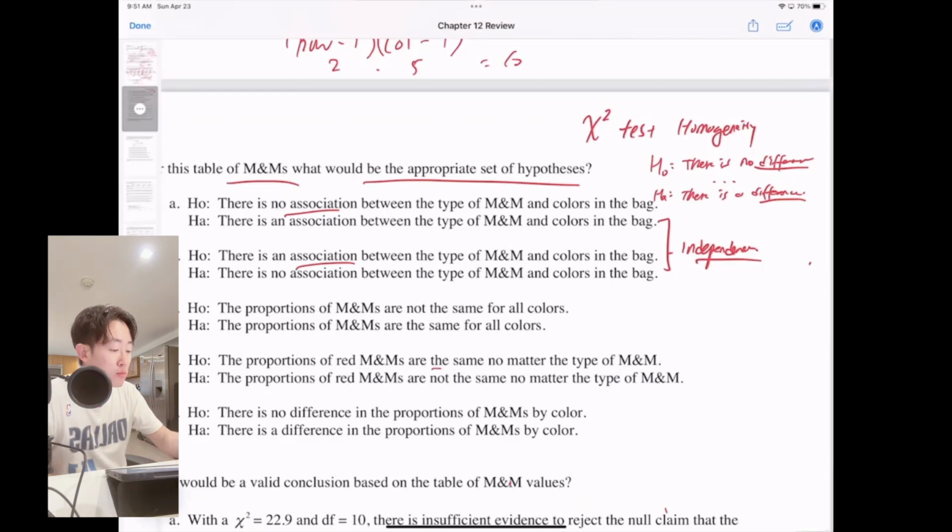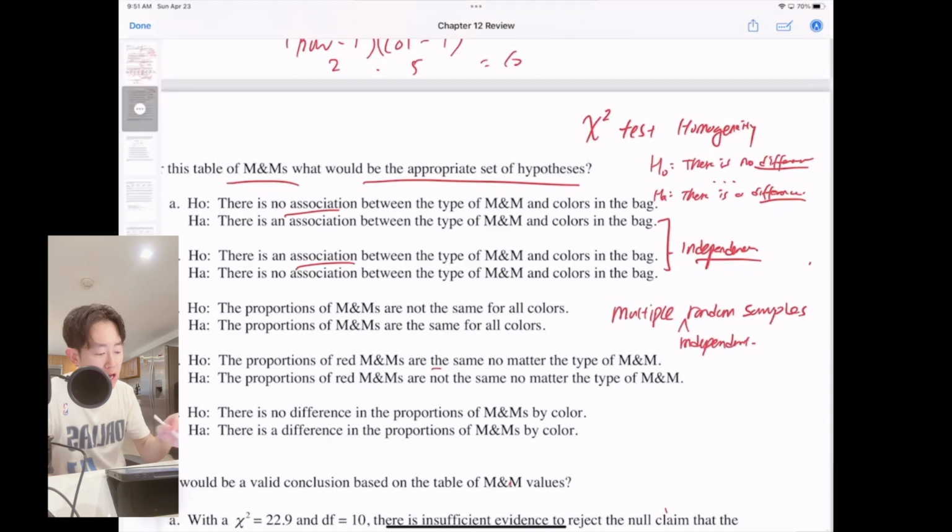So because we have multiple random samples, and then actually I have to put the word independent, multiple independent random samples, plain, peanut butter, and so on, we are not looking for independence at all. So A and B are not correct solely because we're not testing for independence.